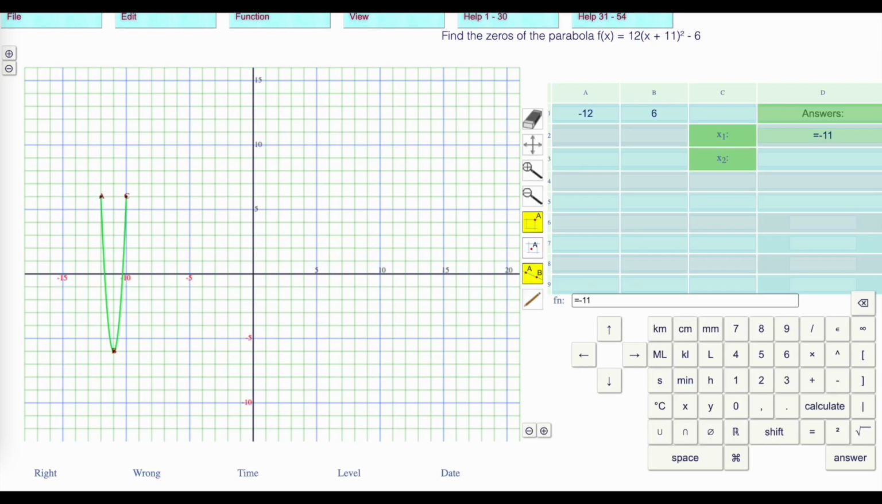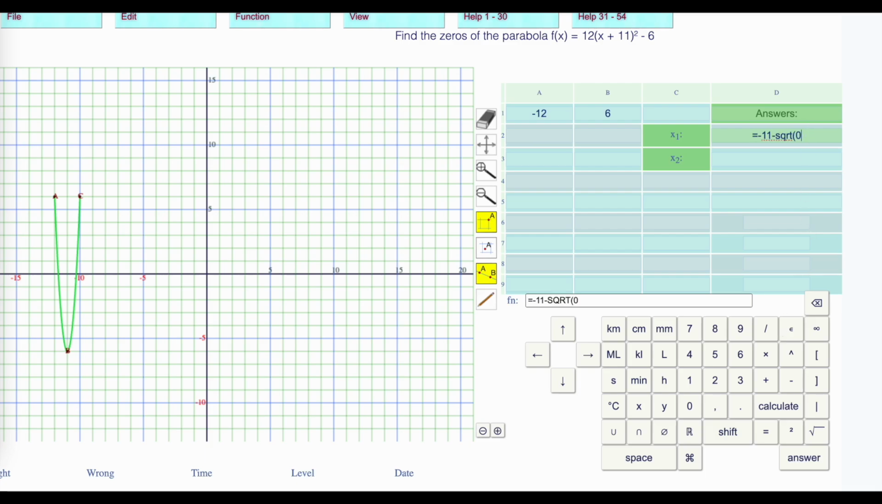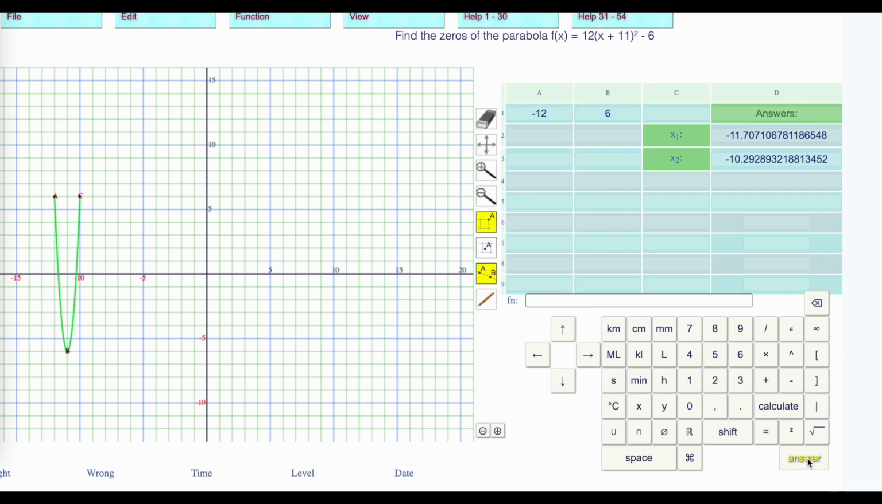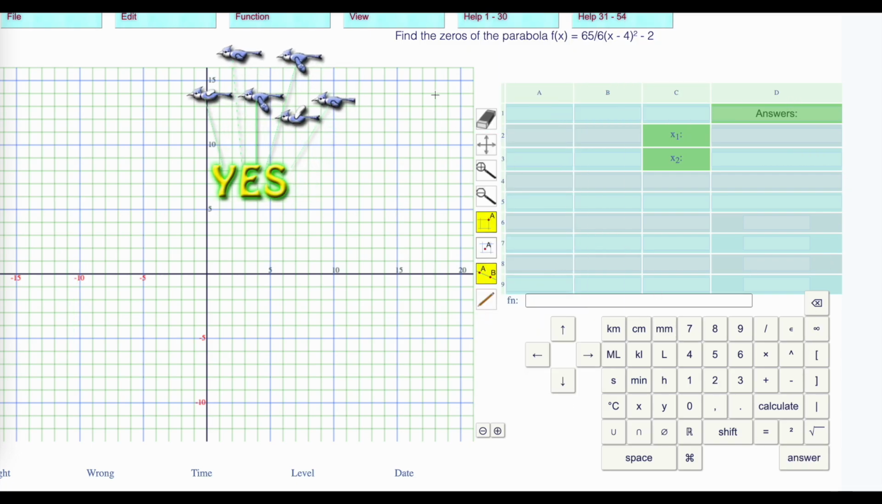Negative 11, so I'm going to do minus the square root of 0.5. And that gives us negative 11.707. I'm going to fill that down to get the plus or minus the square root. I'm going to do the plus square root right there. That gives us negative 10.29. There's the negative 10.29 right here. Negative 11.707 is right there. And then we press answer to see if we are correct. That's how to find the zeros or the x-intercepts of the parabola.